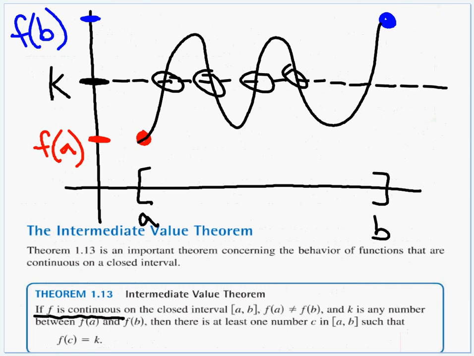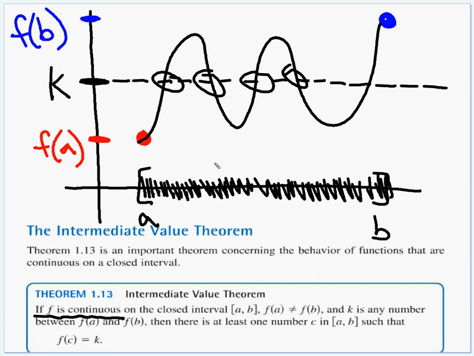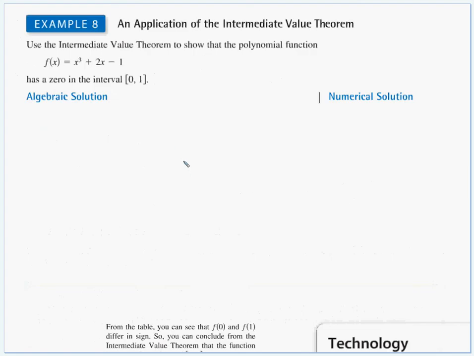As we go between a and b, we're going to put all of these points, infinitely many of them, into the function. Because our function is complete, that means we will achieve every output value between f of a and f of b. So that means we're going to hit that value of k in there somewhere.